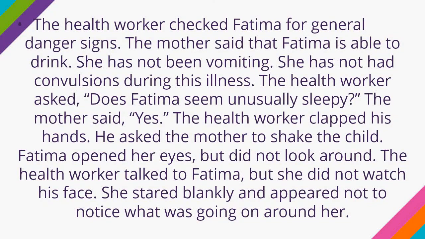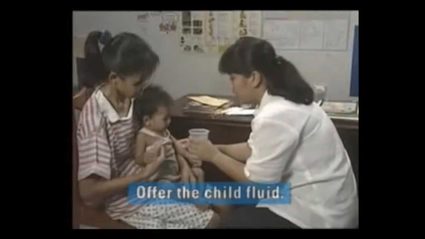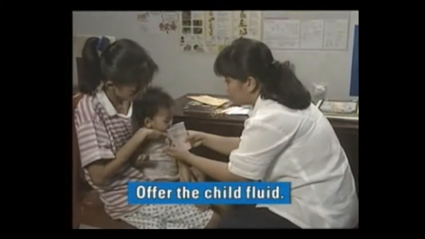Okay, so the pinching of the skin is done to classify diarrhea for dehydration. Okay, so you can do that in looking at the level of dehydration. So there are 3 status of classification for a child with diarrhea. Offer the child fluid. So there are 3 status.